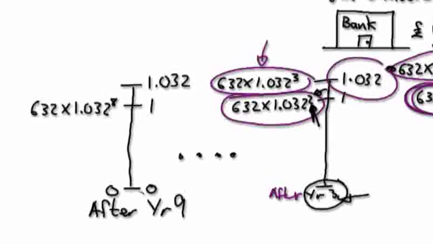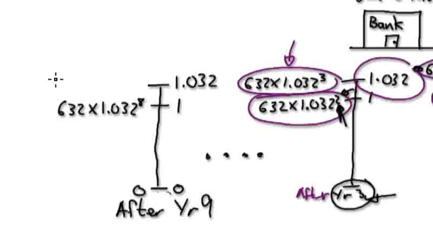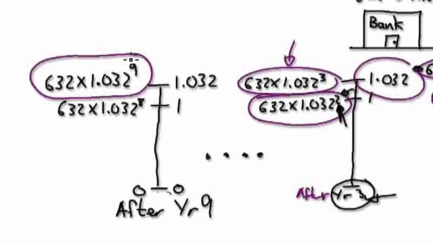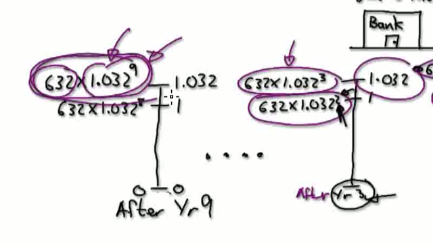So after year 9, we're going to have 632 times 1.032 to the power of 9. So this here is our answer. All you have to do is punch this into your calculator, and then you're pretty much done. Work out this figure, then times this thing, or do whatever you have to do. This thing here represents how much you will have after 9 years.